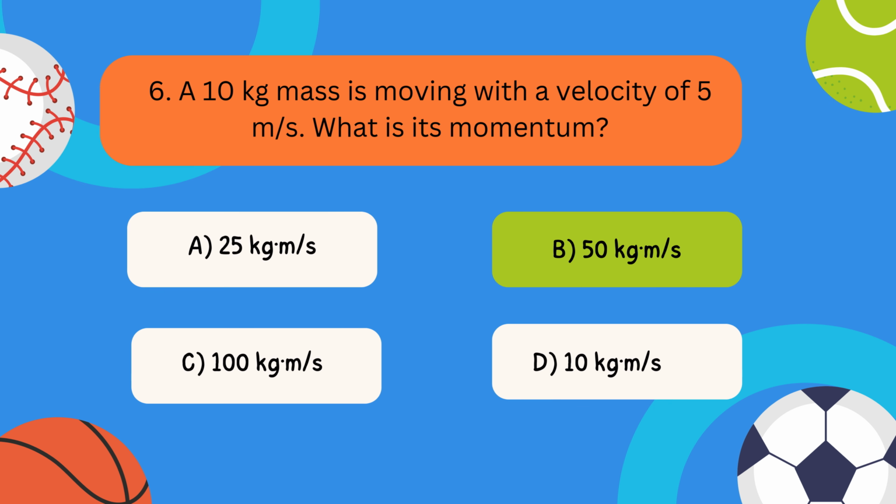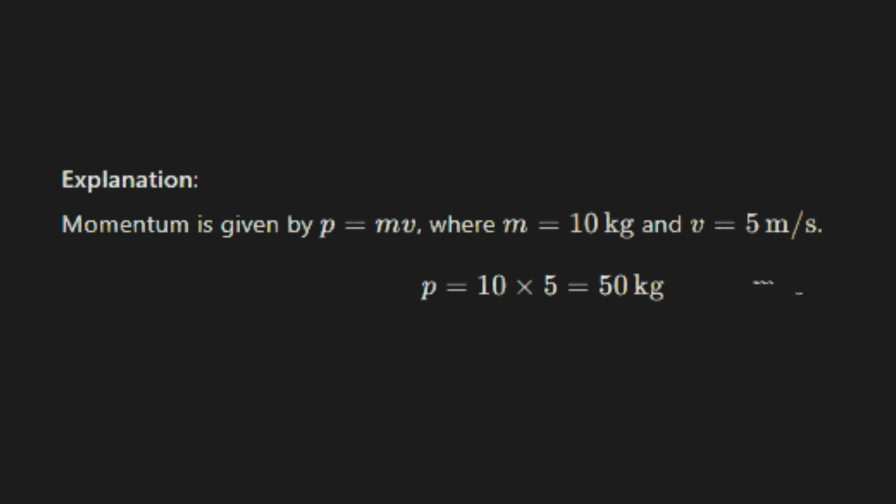Correct answer is 50 kilogram meters per second. The symbol of momentum is P. Momentum can be calculated using the formula mass into velocity. Here we have the mass as 10 kg and velocity as 5 meters per second. Now to calculate the momentum, we can directly multiply mass into velocity, which is 10 into 5, which is 50 kg meters per second.